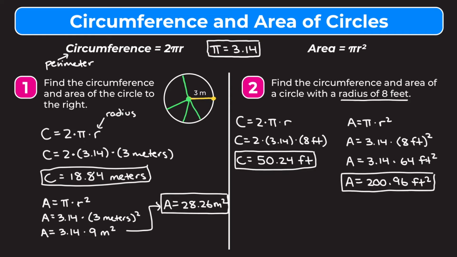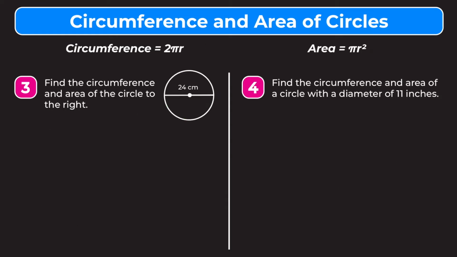So now we're going to go over some examples where they give us the diameter instead of the radius, and we'll do a review of what the diameter is. So if we take a look at number 3, it says find the circumference and area of the circle to the right. And this time we're given the diameter. And the diameter is just any line that goes from one side of the circle to the other that passes through the center. And if you look at it, you might notice that the diameter is twice the radius.